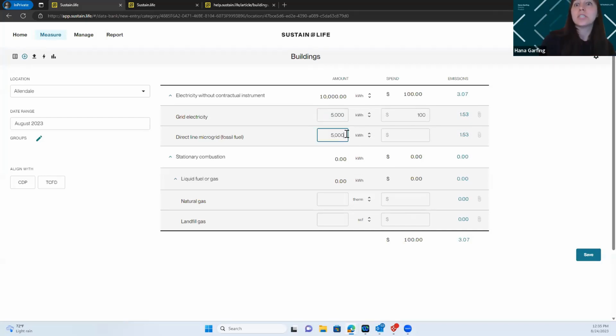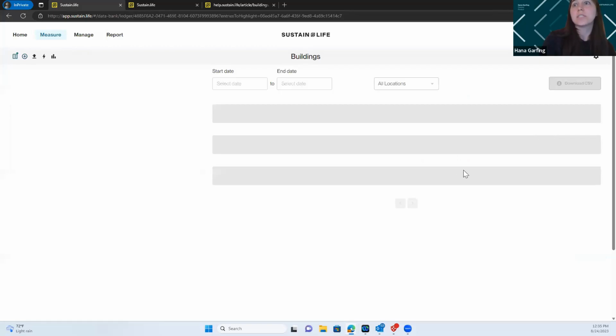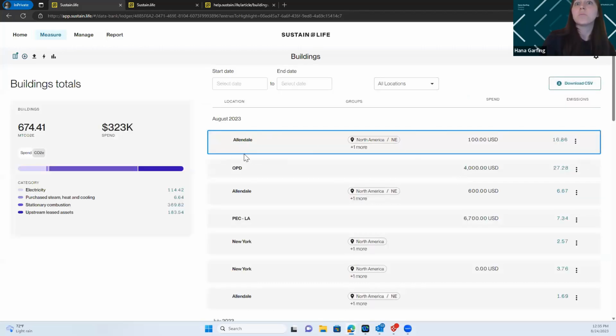So I'm just going to even increase this number a little bit just so you can see these numbers go up. And I'm going to save this, and I'm going to be taken into what we refer to as our ledger view. So my most recent one is going to come to the top. It's going to be highlighted. This is my location where I just entered some information.